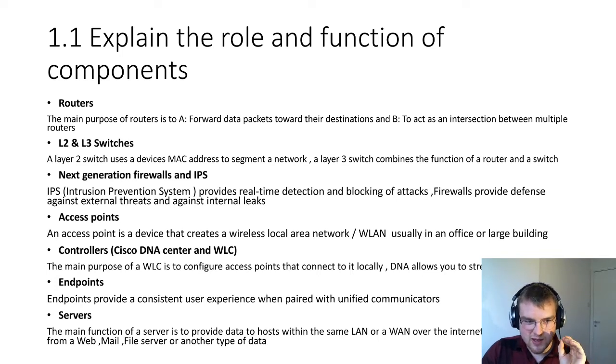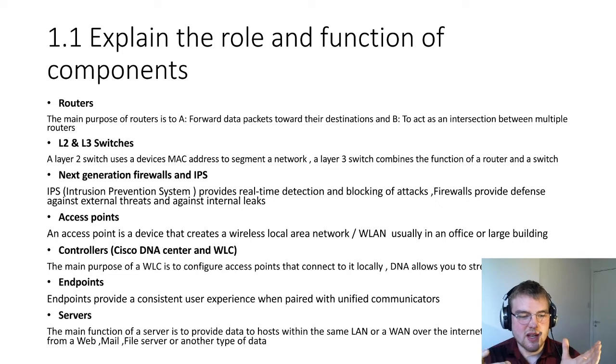And then we're going to talk about access points. An access point is a device that creates a wireless local area network, or a WLAN. This is usually found in an office or large building. This is all you need to know for now. And then what is a controller, or Cisco DNA Center, and a WLC? The main purpose of a WLC is to configure access points that connect to it locally. If you remember that, that's all you need to know for now. I'll expand on this in more detail later.